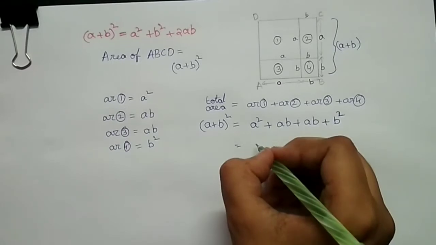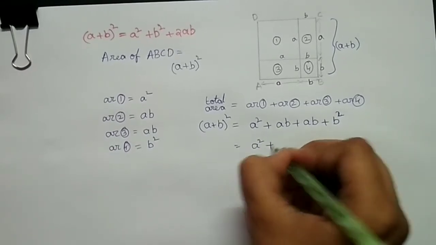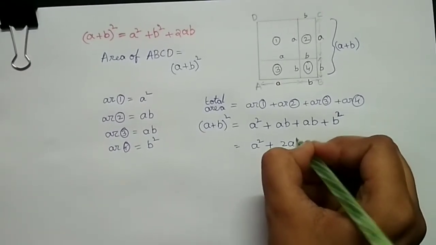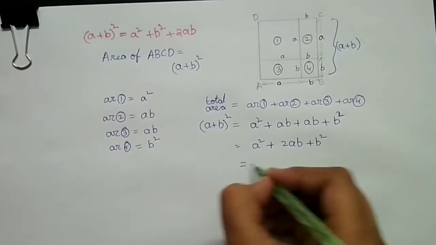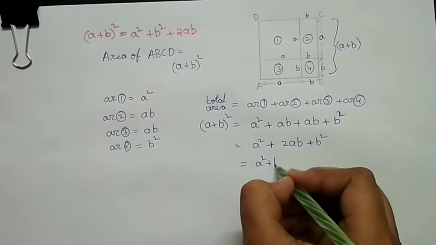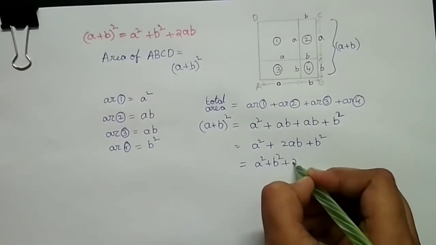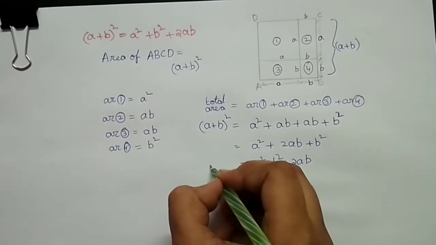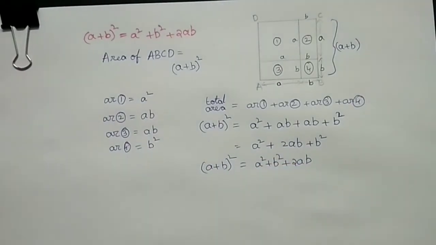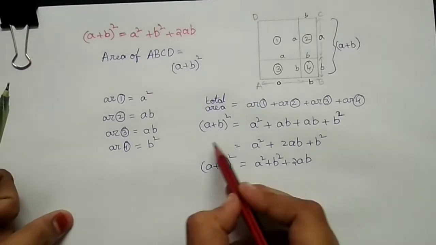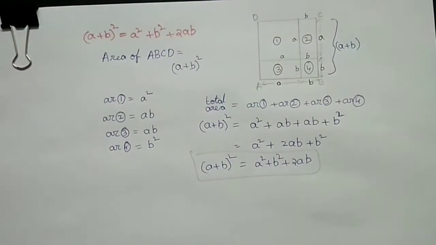So let's solve this. AB plus AB is 2AB. If we rearrange it, we can get A square plus B square plus 2AB. So (A plus B) whole square equals A square plus B square plus 2AB. Hence proved.